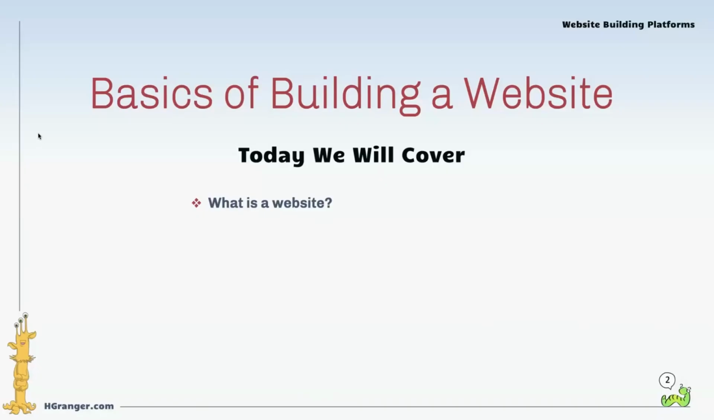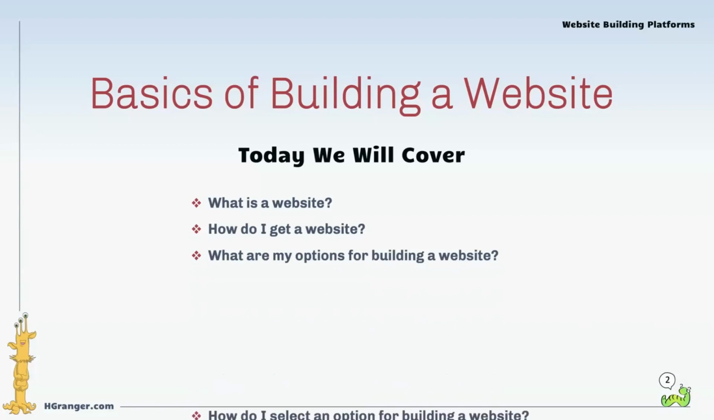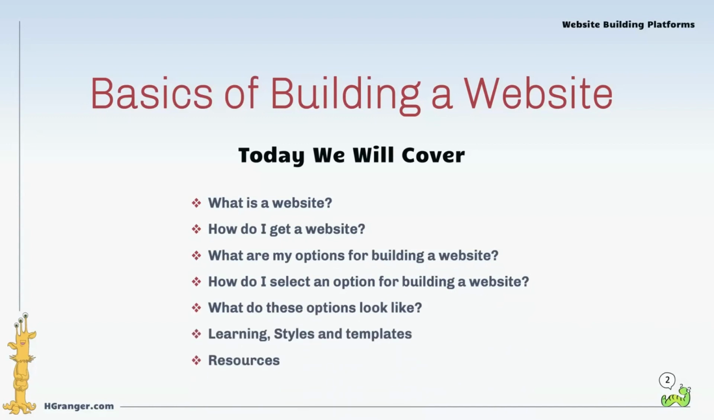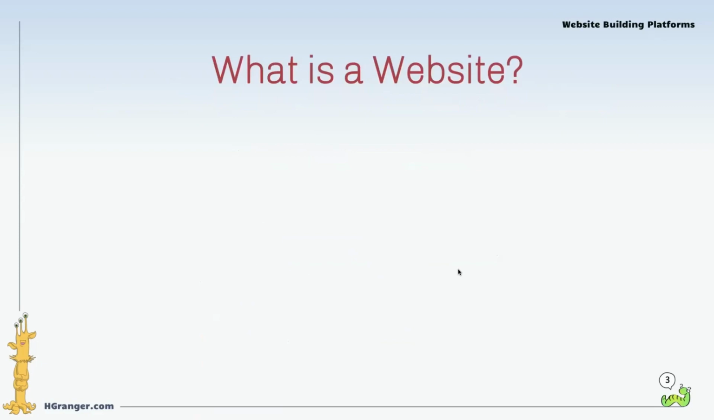So what are we covering today? I'm going to go over some real basics. What is a website? How do I get a website? What are my options for building a website? How do I select an option for building a website? What do these options look like? And then this should just say styles and templates, but some other things we'll be going over as well as resources. And we're going to look at real-time stuff on the internet as well.